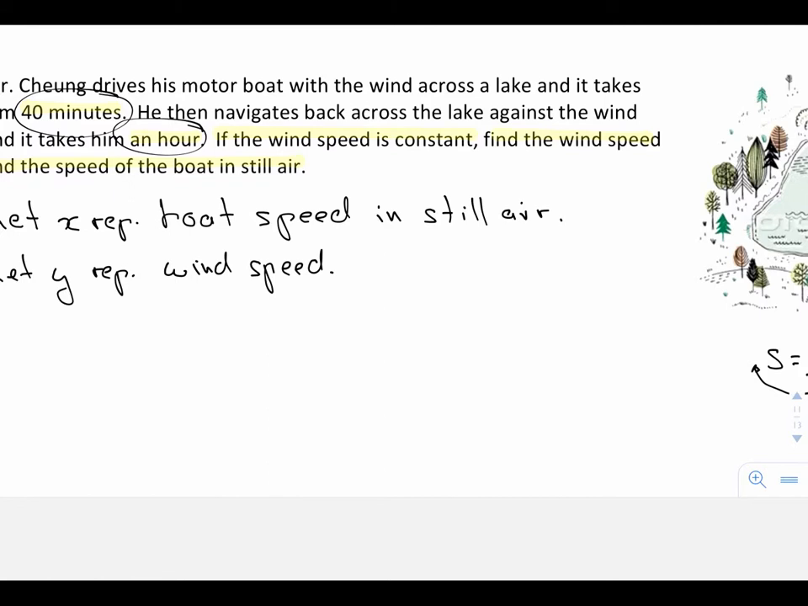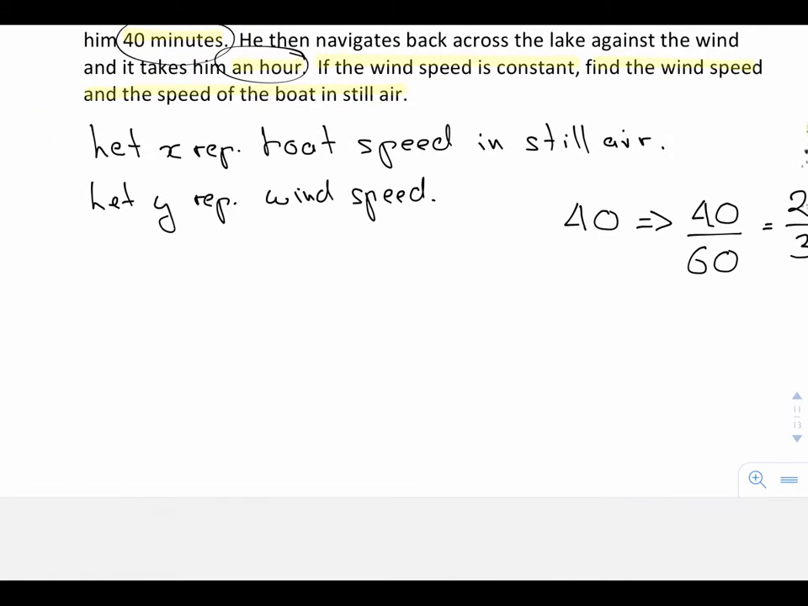Similarly, for the time, 40 minutes and 1 hour, if I were to convert that into hours, well, the hour is an hour, so we can leave that. But 40 minutes, what's that in hours? Well, 40 minutes is the same as 40 over 60, because there's 60 minutes in an hour. And I'm just going to reduce that to 2/3, which is 0.66 repeating, but I'll leave it as a fraction just to be safe. So let's start with our equations.